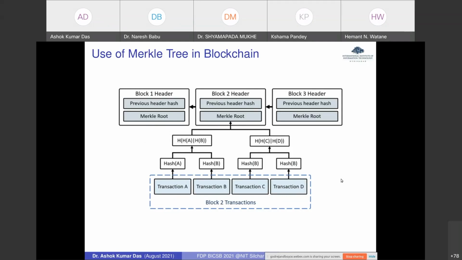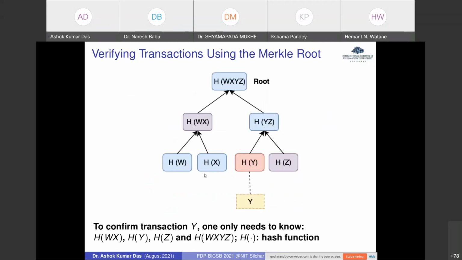Next, suppose that someone wants to verify whether a transaction is valid or not using the Merkle root concept. Suppose a block has four transactions W, X, Y, and Z, and someone wants to verify whether transaction Y is valid or not.